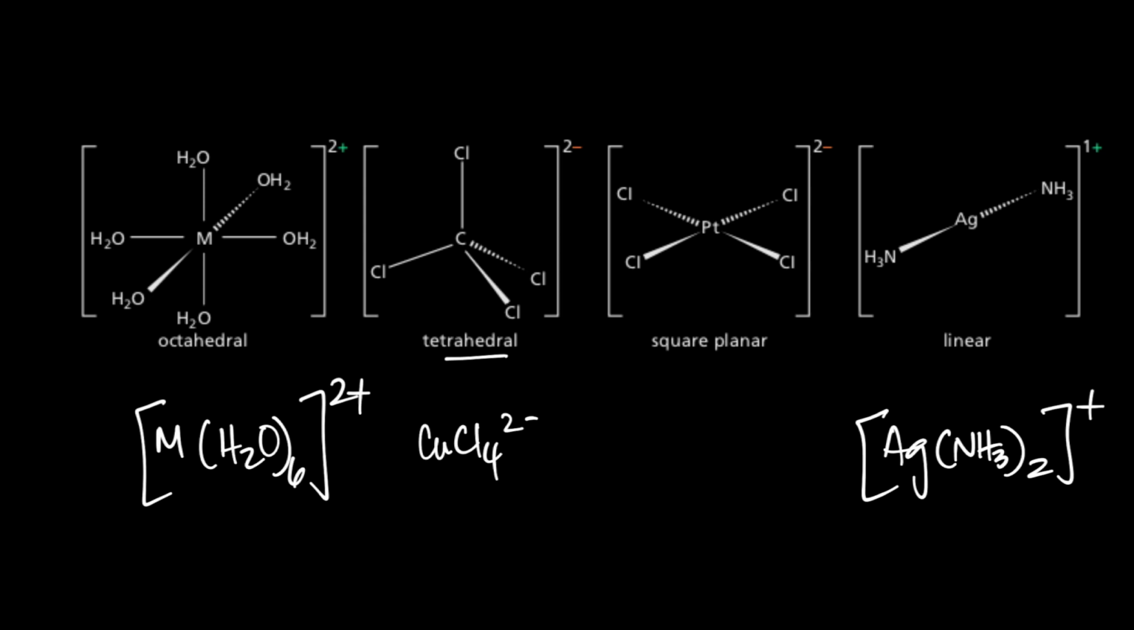Okay? One thing more that you should know is something called coordination number. Coordination number is the number of bonds being made. So how many bonds are here? 6. The coordination number here is 6. Here the coordination number is 4. Here it is also 4. And this is 2. So in the exam you'll have to be able to make the complex ions and draw the shapes.